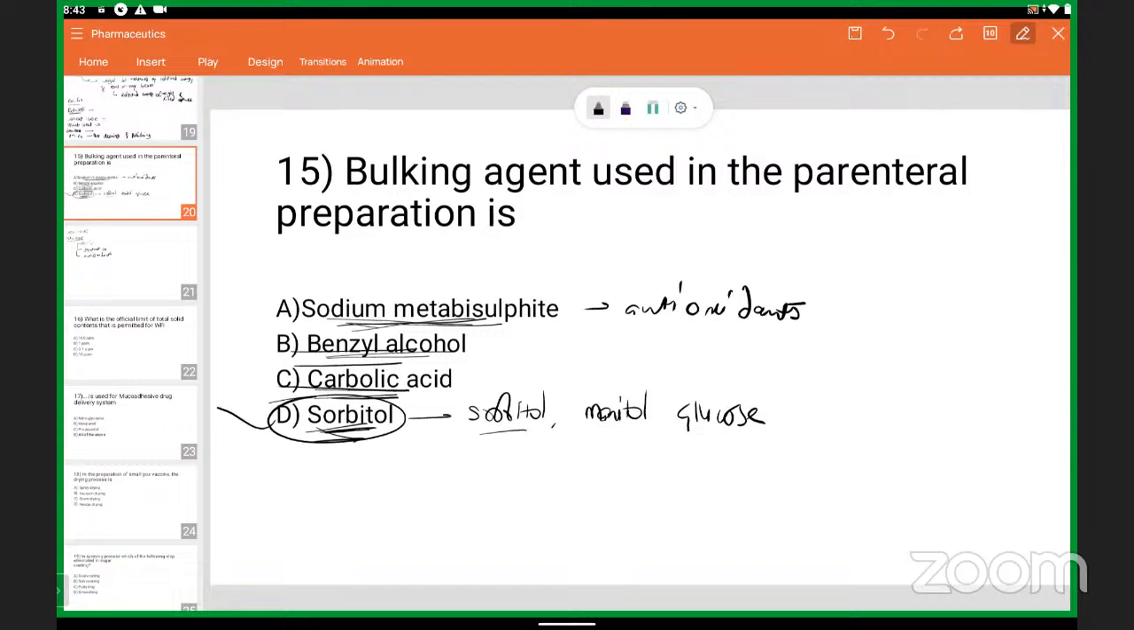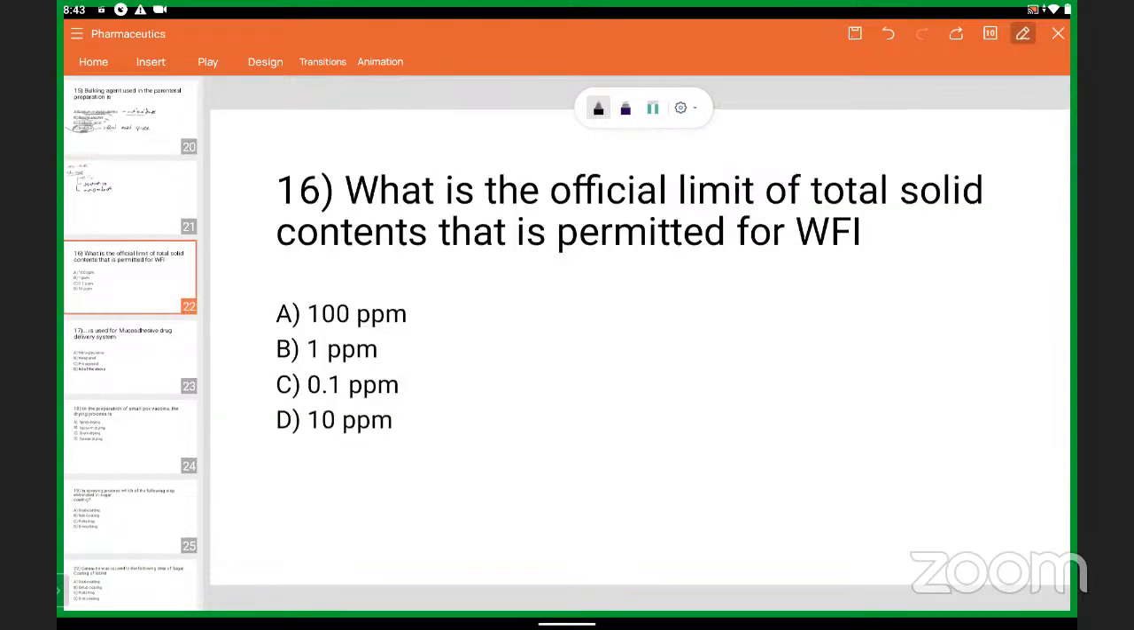Carbolic acid, benzyl alcohol or sodium metabisulfite, these categories mainly come under antioxidants. So these are not the right options. So the suitable option for this question is option D, that is sorbitol. Okay, now let's move to the next one.